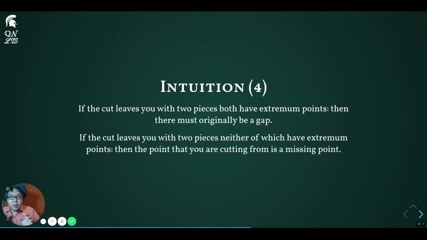If the cut leaves you with two pieces both having the endpoints, then there must originally be a gap. If the cut leaves you with two pieces, neither of which have the endpoints, then the point chosen to cut from must have been missing from the original set.